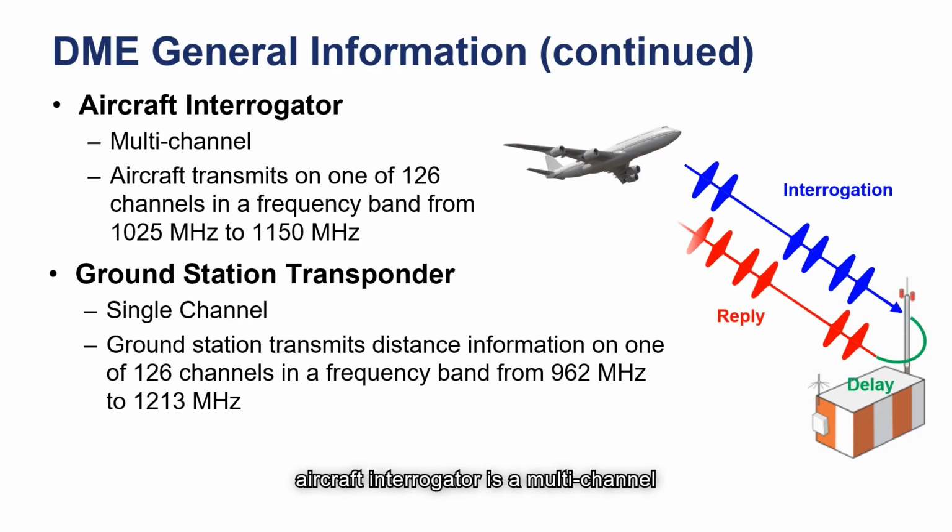The aircraft interrogator is a multi-channel radio capable of transmitting on any one of the 126 channels in a frequency band from 1025 MHz to 1150 MHz. The ground station transponder is a single-channel radio which transmits distance information on one of the 126 channels in a frequency band from 962 MHz to 1213 MHz.